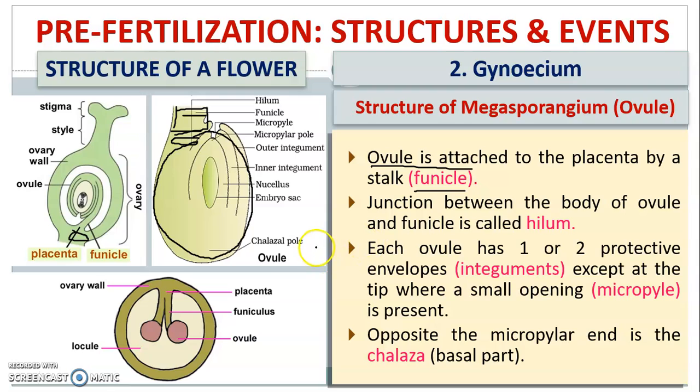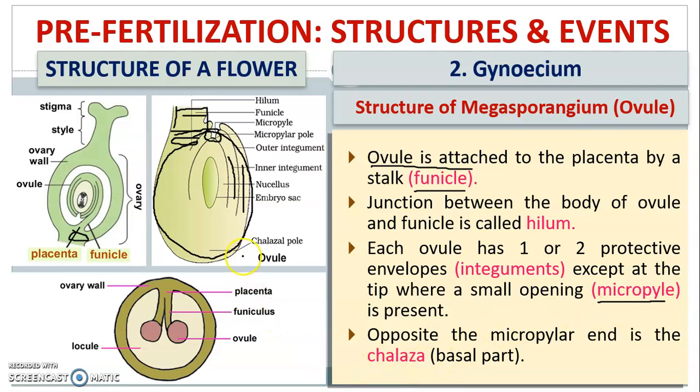Now the ovule generally has one or two protective envelopes. These are known as integuments, the outer integument and the inner integument. The purpose of the integument is to protect the developing embryo sac, right? Now these integuments are present all over the embryo sac, but at this point, at this aperture, the integuments are absent. This point is known as the micropyle.